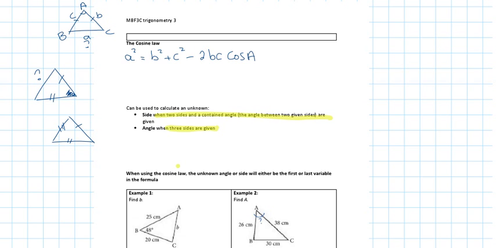Now here is the thing. B is given to me, C is given to me. So B and C appear again, and angle A is given to me. So all of these are known.